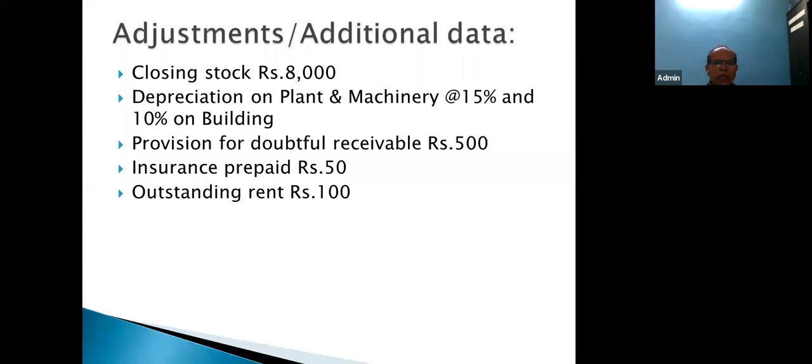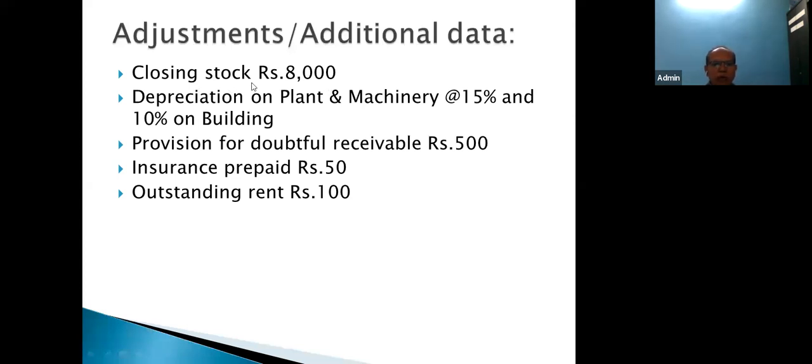Okay. So there are 5 adjustments. Yesterday, if you remember, there was only one adjustment of closing stock. Am I correct? Yesterday's numerical had an adjustment on closing stock only. But today, I have added 4 additional adjustments. So there are a total of 5 adjustments: 1, 2, 3, 4, and 5. I will read out: closing stock rupees 8,000.